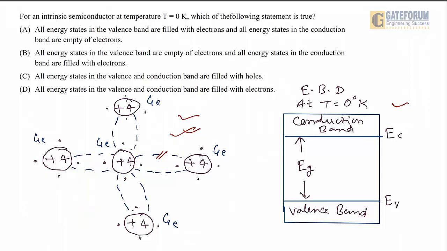But here in the question it is given that at T equal to 0 degree Kelvin, there is no thermal energy provided to this crystal, so all these electrons reside in the valence band in the form of covalent bonds. So we can say that all the energy levels in this valence band are completely filled by electrons. So we can say that this valence band is completely filled by electrons.